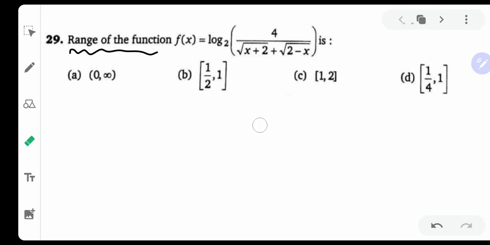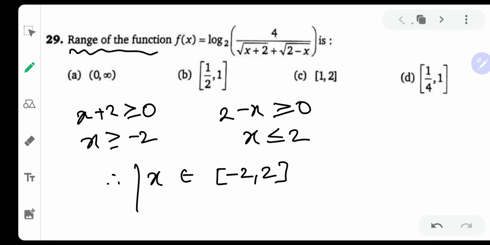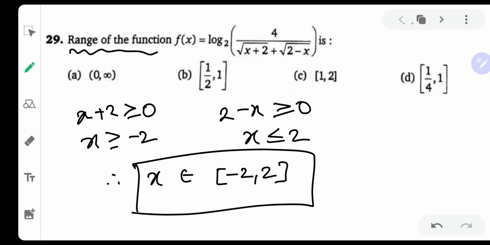Now what needs to be considered is calculating the domain, which is very easy. x plus 2 should be greater than or equal to 0, and 2 minus x should also be greater than or equal to 0, because they are both inside the root. So this says x should be greater than or equal to minus 2, and this says x should be less than or equal to 2. Simply the intersection of both of them will be minus 2 to 2. These are the values of the domain.